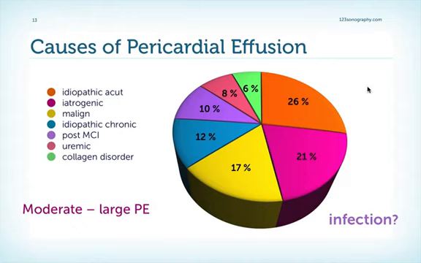But even in moderate to large pericardial effusions, we will see that we cannot clarify the cause for the pericardial effusion. We have 26% acute and 12% chronic idiopathic pericardial effusions in this study. Other causes include malignant disease, iatrogenic, post-MI, uremic, and collagen disorders. In this study, there was a low percentage of infectious pericardial effusions. Of course, this is also a potential cause, and it certainly depends on the setting you work in, how frequently the individual causes of pericardial effusion occur.